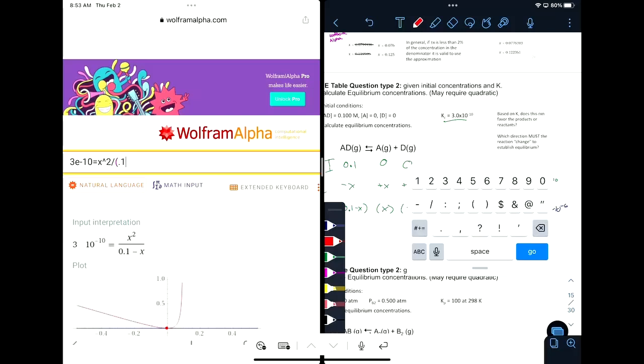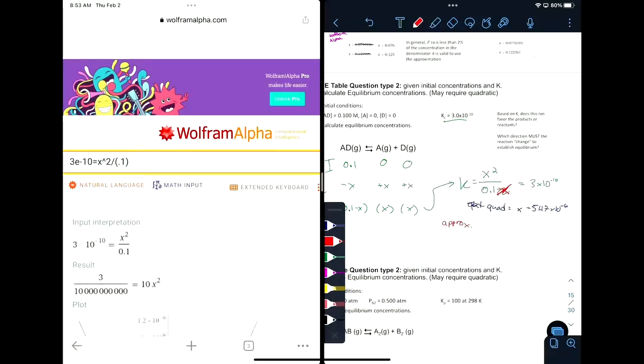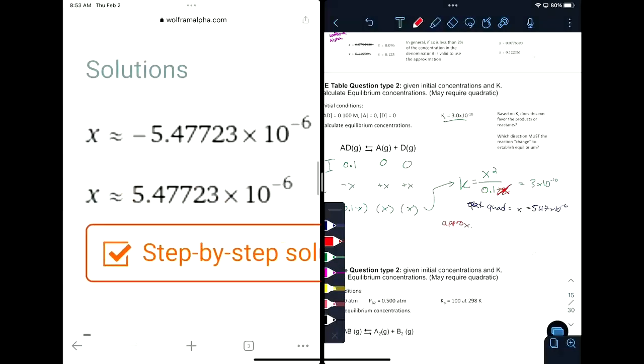Minus, just 0.1. So I just removed that x part on the denominator. So if we look at the solutions, those are the solutions. Are they any different than when we use the quadratic formula? No, they're the same exact number because x is really, really small.